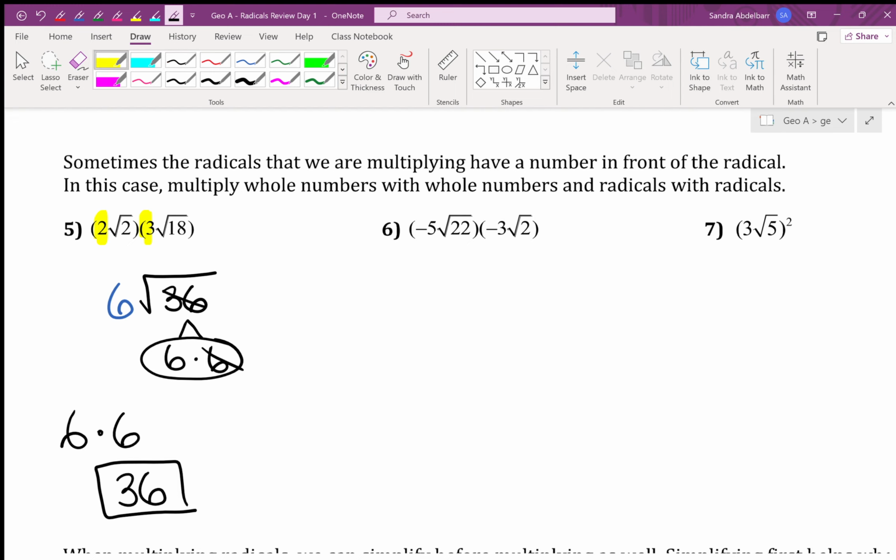Okay, let's go through. So I multiplied my outside coefficients. Negative 5 times negative 3 is a negative 15.